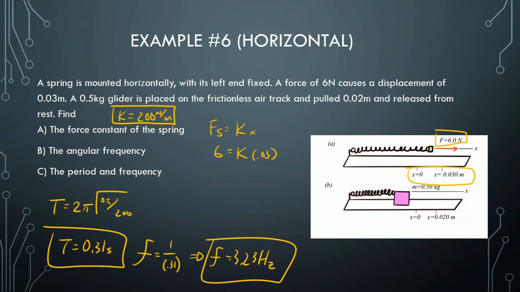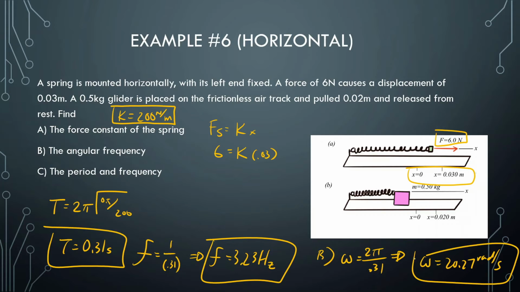Lastly, what we're going to be looking at from part B is this angular frequency. Again, we should remember angular frequency is equal to 2 pi divided by T. Same thing as the simple harmonic motion. So I'm going to change this T to be 0.31. And then what we get, 2 pi divided by 0.31, should get around 20.27 radians per second. Okay. Hope that all made sense.